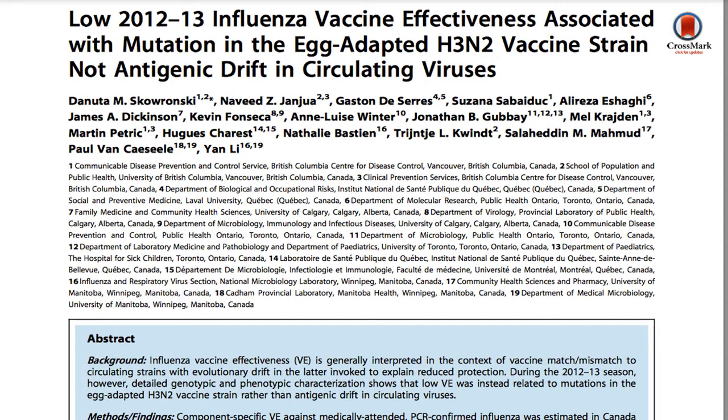The paper being examined in this report is Low 2012 to 2013 Influenza Vaccine Effectiveness Associated with Mutation in the Egg-Adapted H3N2 Vaccine Strain, Not Antigenic Drift in Circulating Viruses.